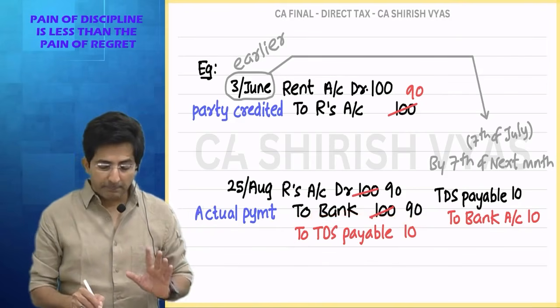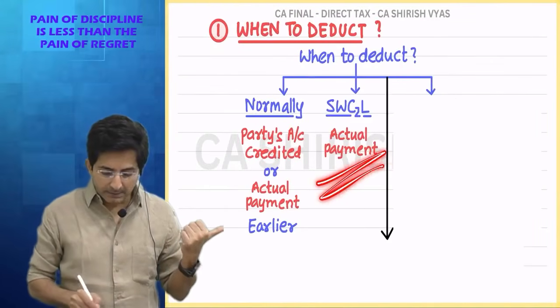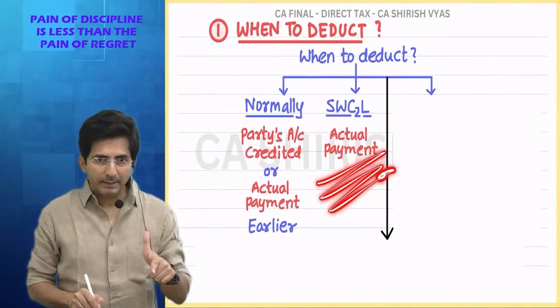So this happens when? This happens whenever it is SWCL. S was salary. What is the next alphabet? W. W, winnings.